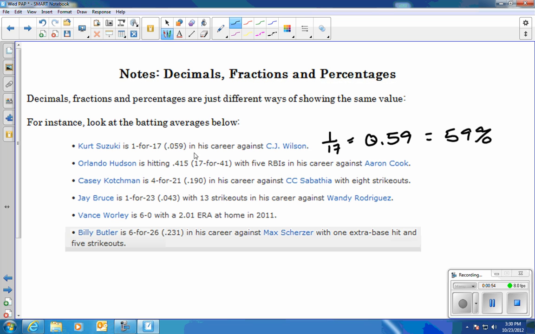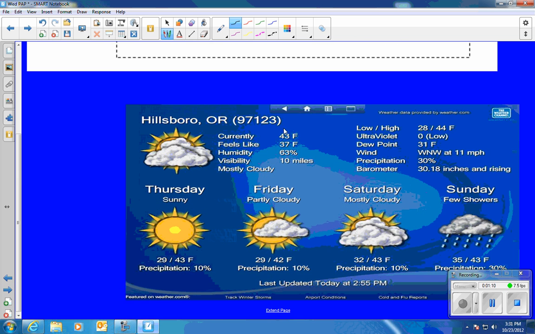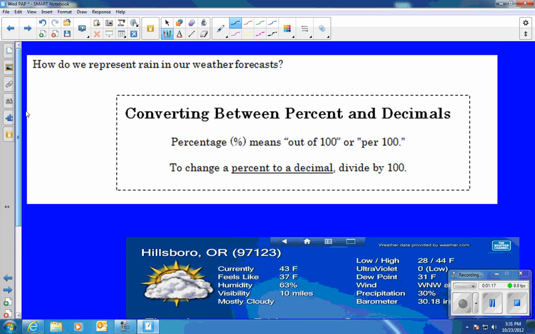Normally when we look at batting averages, we look at them in decimal form. But some people who may not be so familiar with batting averages might find a percent makes more sense to them. But as far as comparing, the decimals are better. However, when we talk about weather, we typically talk about it as a percentage. It is really the same thing as looking at a fraction or a decimal, though. It's just how we represent it.